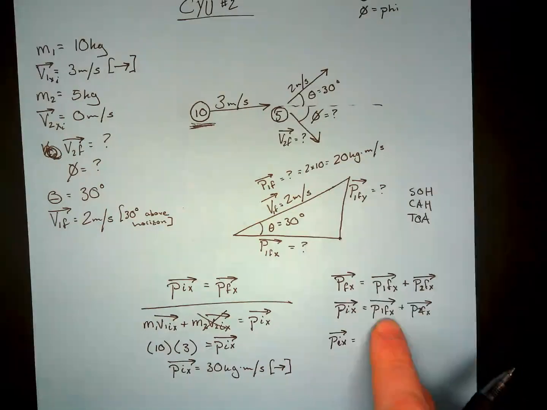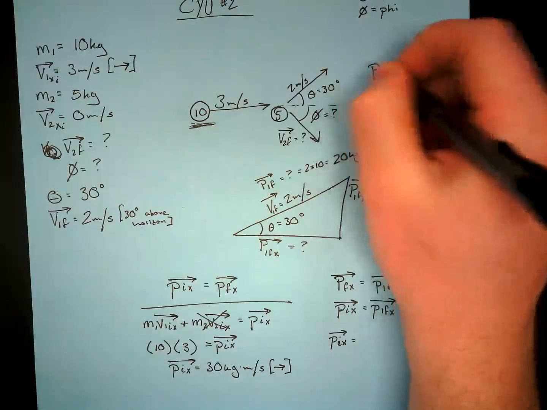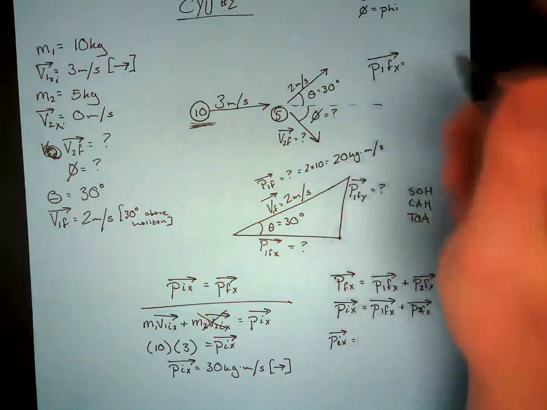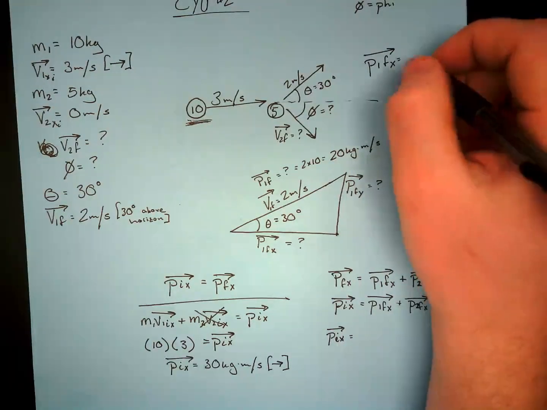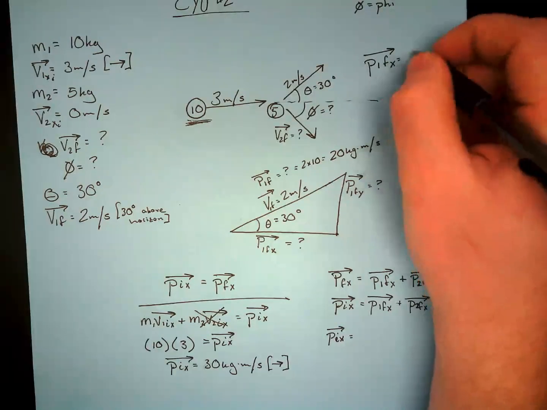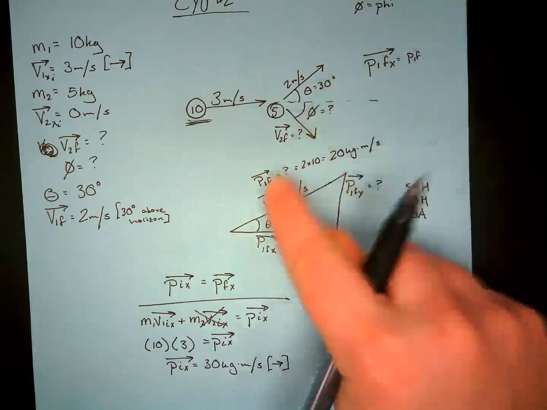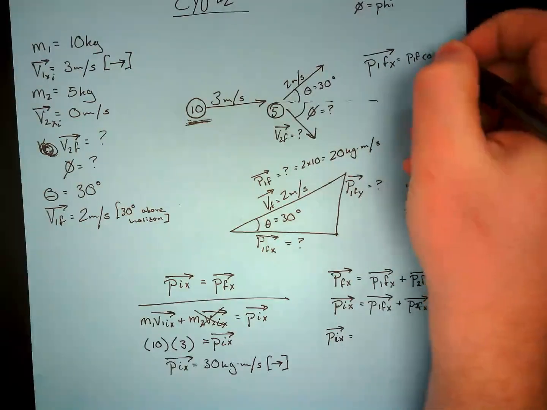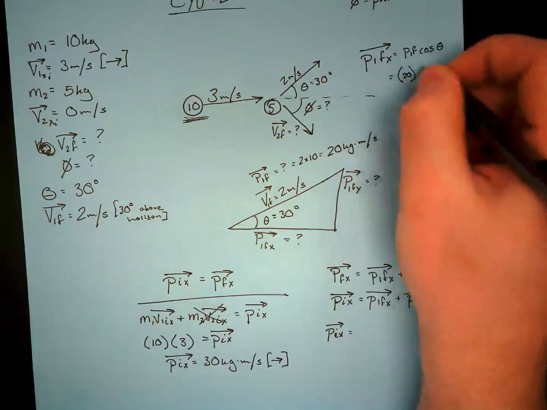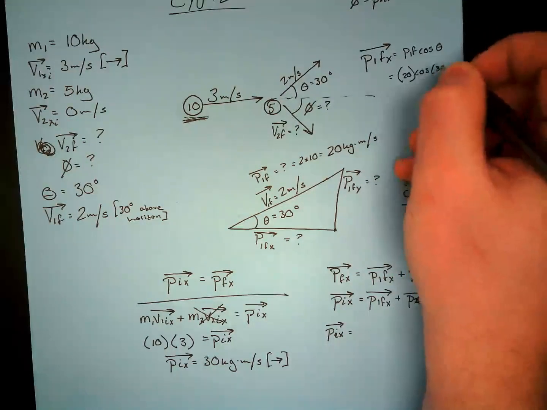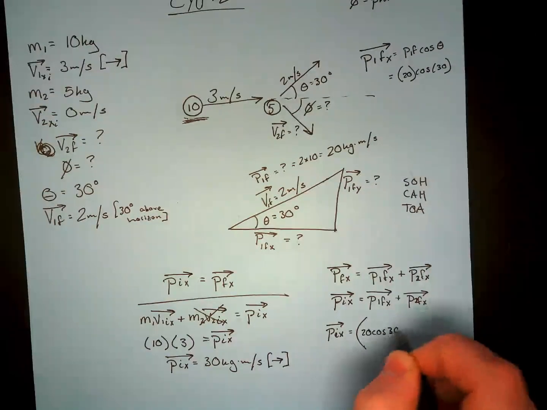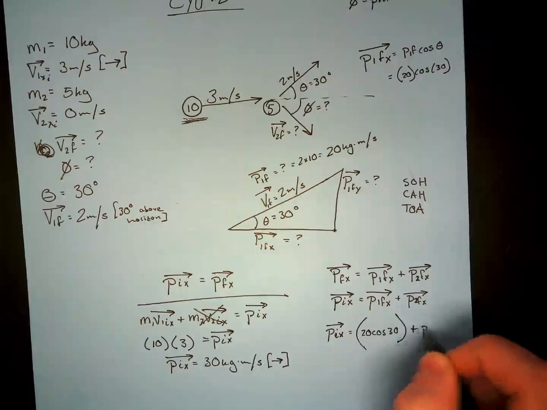So we're going to substitute this guy out because this is what this equals. The final momentum of our first object in the x direction is equal to, that one is the adjacent, so it's going to be P1F, this guy right here, times the cosine of theta, which translates into 20 times the cosine of 30. Okay, and we'll insert that down here. So 20 cosine 30 plus P2Fx.